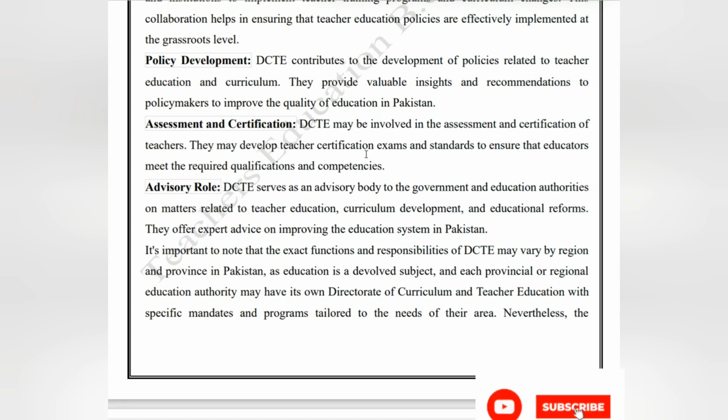Then the advisory role. DCTE serves as an advisory body to the government and education authorities on matters related to teacher education, curriculum development and educational reforms.